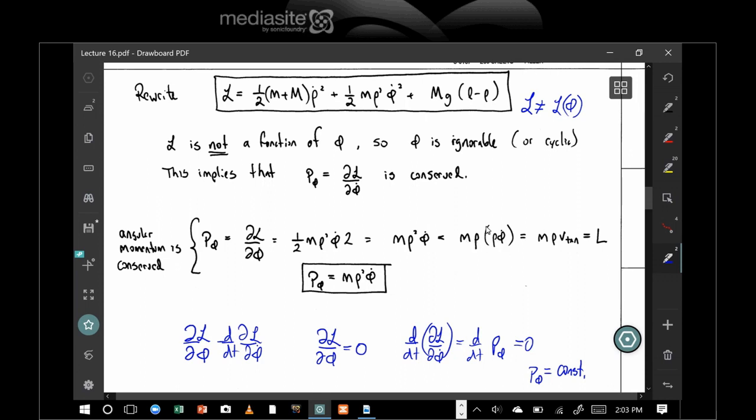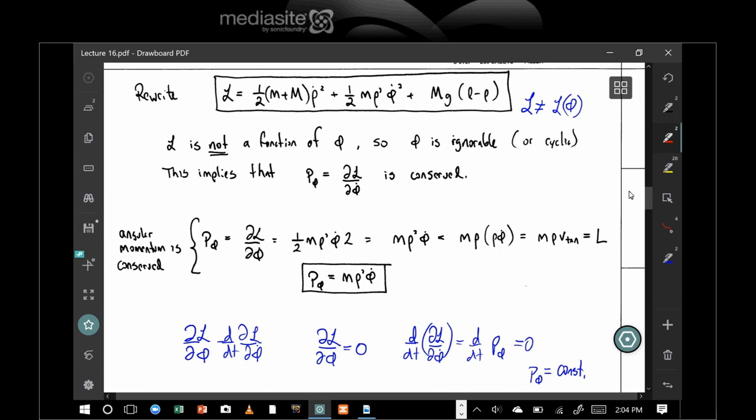Now this thing here is the tangential component of the velocity, or the tangential speed. So that's m rho v tangential. Back to what we learned in engineering physics, that is the angular momentum associated with something moving in a circle. So this is a conserved quantity. What that means is if rho gets smaller, then phi dot must get larger, and vice versa. That's the cool thing about Lagrangian mechanics: without solving any equations of motion, we can get conserved quantities just by looking at the functionality of the system.